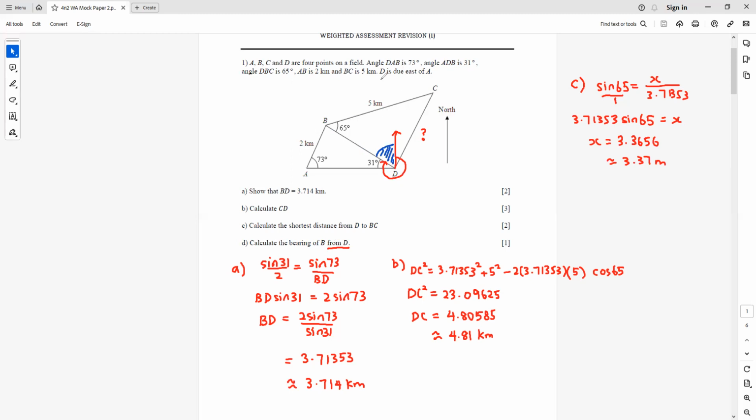We need to read the question. They say that D is due east of A. What does it mean that D is due east of A? It means that this angle is 90 degrees. Okay, so I can find this blue angle first. This is my north at point D, so I call it ND. So angle NDB is equal to 90 minus 31, which gives me 59 degrees. So the bearing will be 360 degrees minus 59 degrees, which is 301.